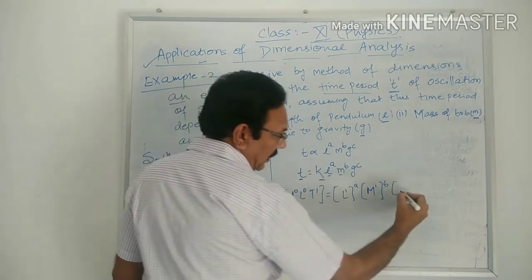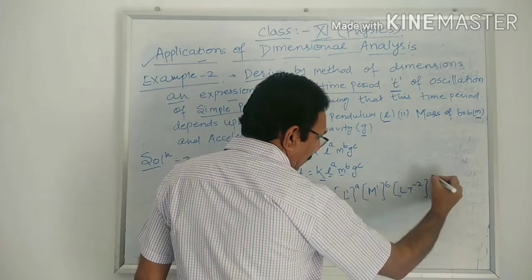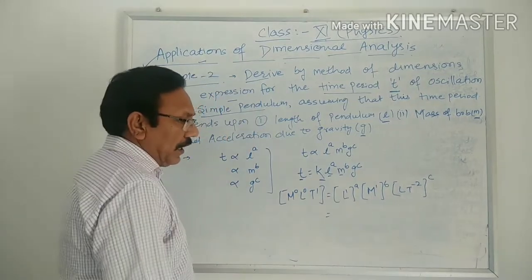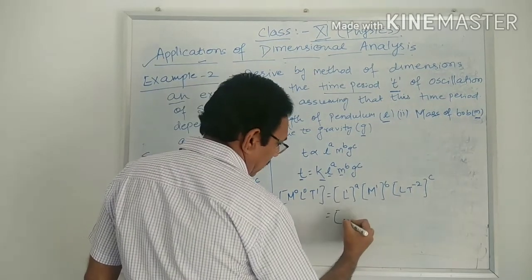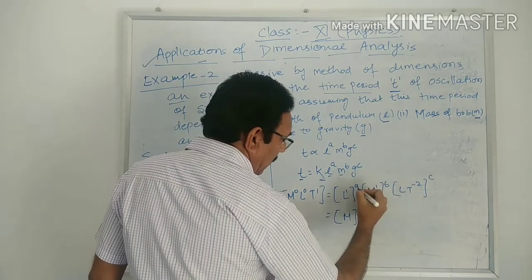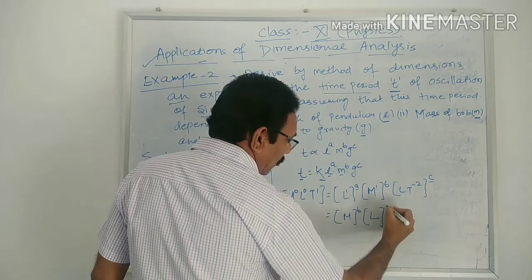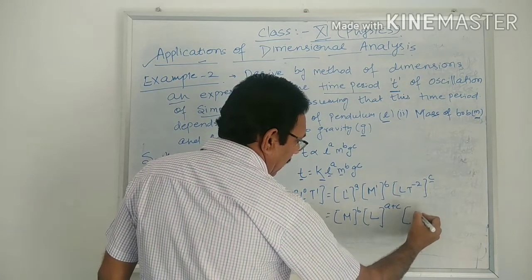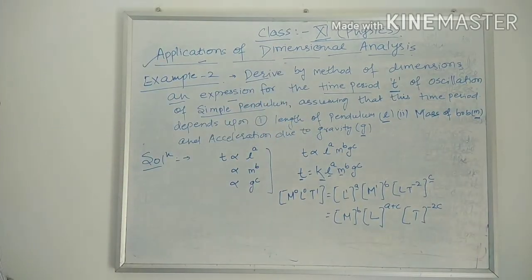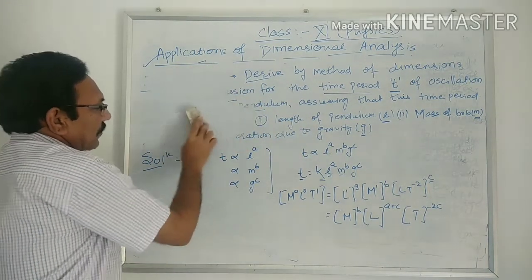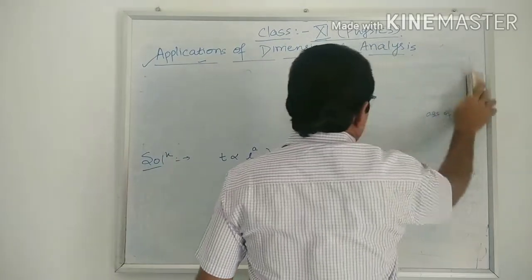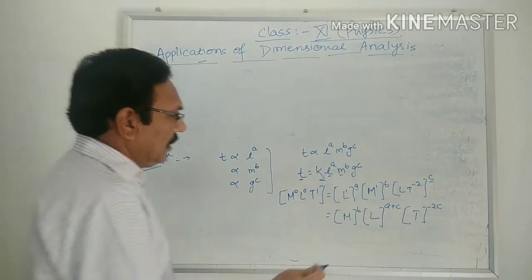B, acceleration due to gravity, L E minus 2 raised to power C. On simplification of exponents, this becomes M raised to B, L raised to power A plus C, and T raised to power minus 2C. When we further simplify it, this is our equation number 1.